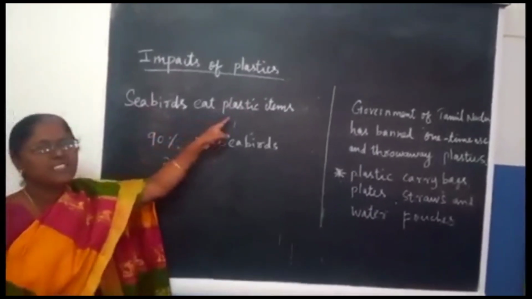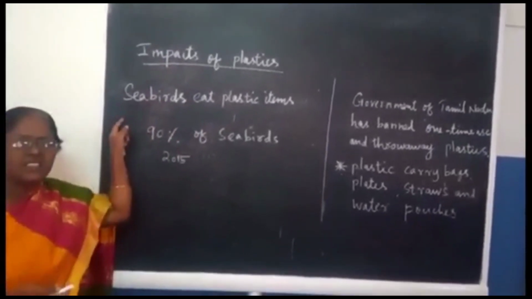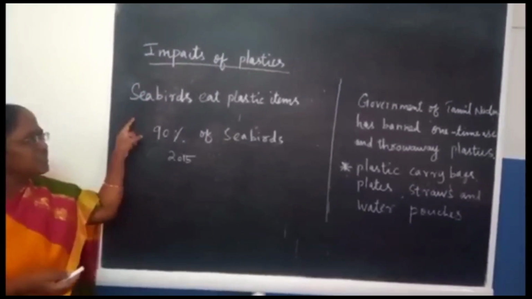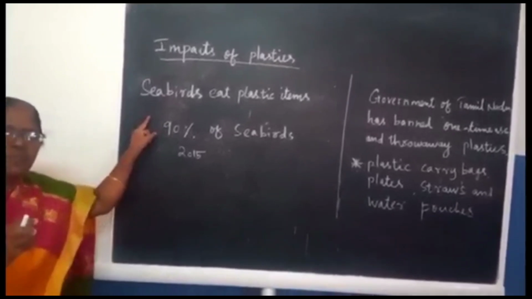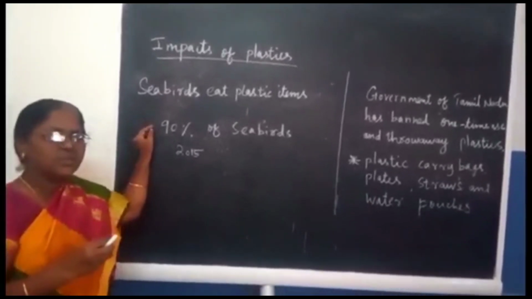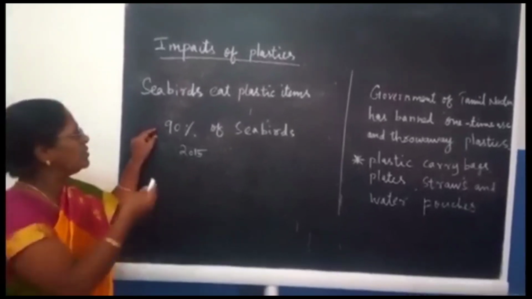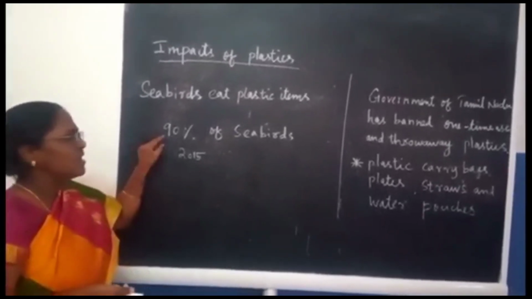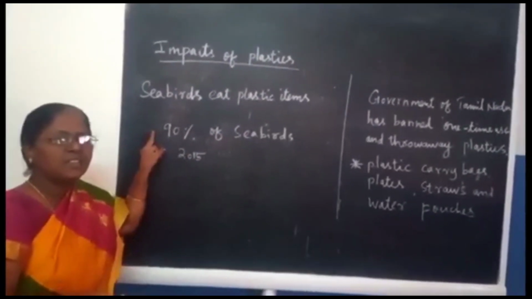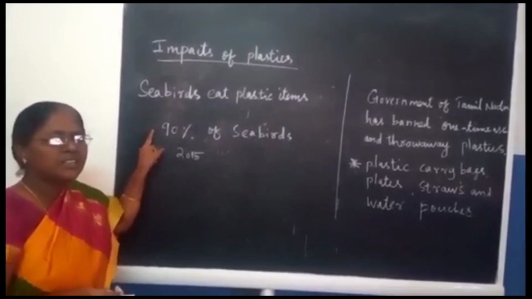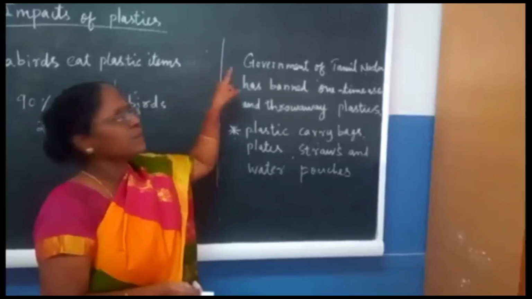Seabirds eat plastic items. These plastic items are not digested by the birds. So when they eat, the space in the stomach is reduced for food and it leads to starvation. So they were struggling, and 90% of seabirds were found to have microplastic in their stomach. It was found in 2015.